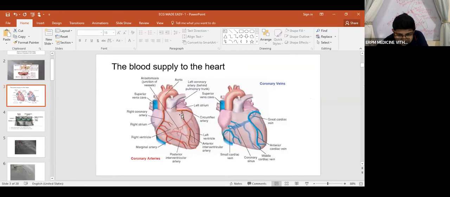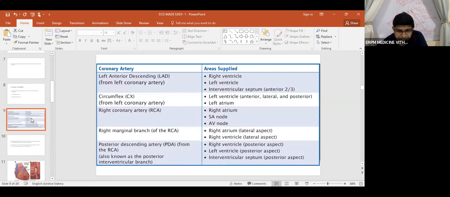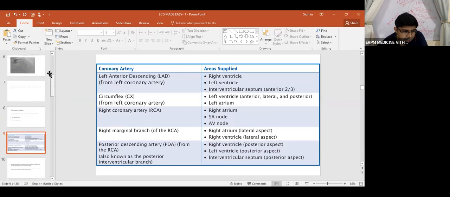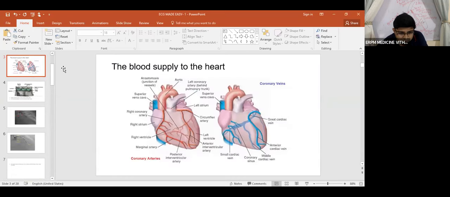Obviously, right now, it supplies the left atrium here, the anterior, lateral, and some posterior aspect of the left ventricle, understood? It's straightforward. Now if you look at the right coronary artery, it supplies the right atrium. Look here, guys. This is your right atrium, and it supplies the right atrium.